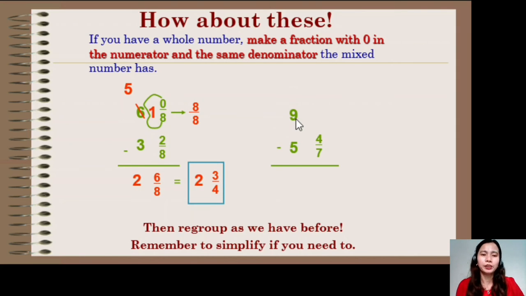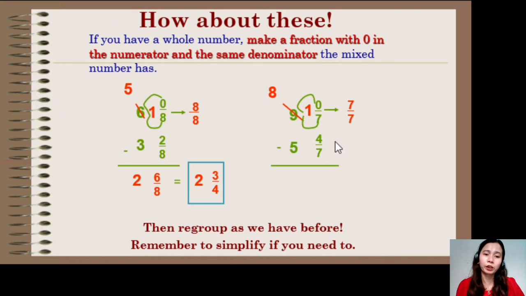Another example, 9. So dahil 9 yan, whole number, gawin nating mixed fraction. So kopyahin natin tong 7 dito. Then, maglagay tayo ng 0 as our numerator. Okay? So we cannot subtract 4 from 0. So we must borrow. So 7. Just copy the denominator. 7 times 1 plus 0. That is 7. So we have 7 over 7.